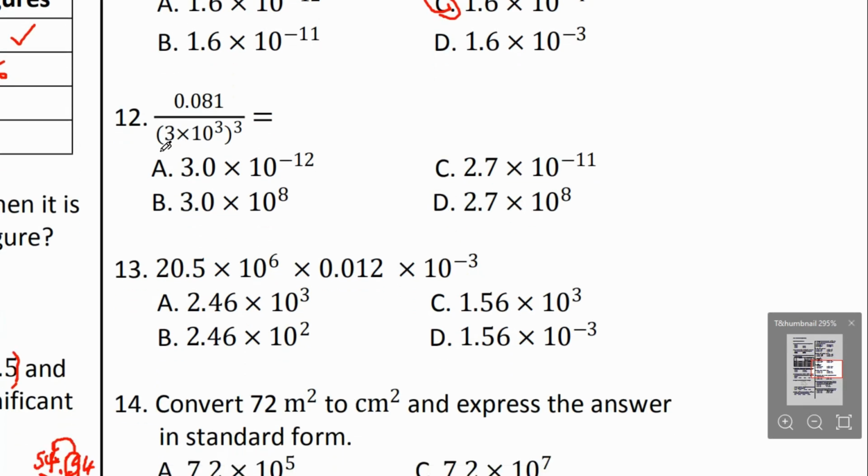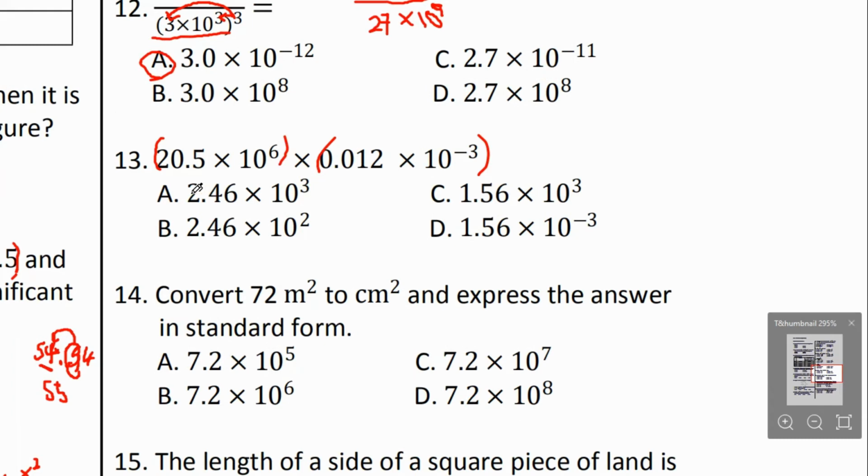Number 12. Okay, for this one, 3 times 10 to the power of 3, then power 3 again. So 3 belongs to this number and also this. So for this one, you will have 0.081 divided by 3 power 3, which is 27, times 10 power 3 times 3 again. So 3 times 3 you will have 9. Okay, keying this value into the calculator, you will have A.